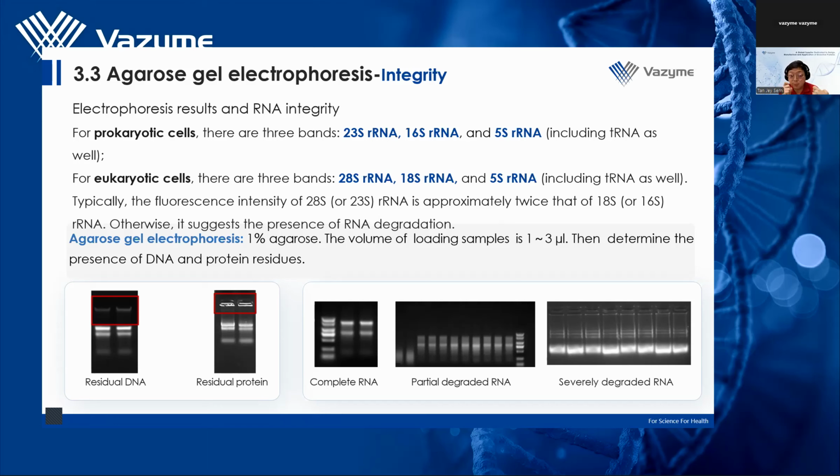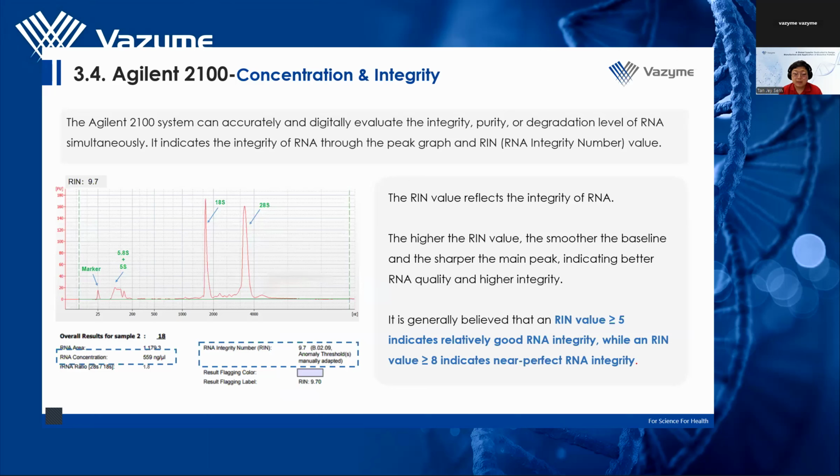The presence of bright bands in the wells after electrophoresis may suggest residual protein contamination, as you can see on the slide. It is crucial to clean the electrophoresis tank thoroughly and replace the electrophoresis buffer with fresh solution before running the gel. Otherwise, the presence of RNases in the electrophoresis apparatus can also lead to RNA degradation during electrophoresis, affecting the accuracy of the results. Okay, now we come to this slide.